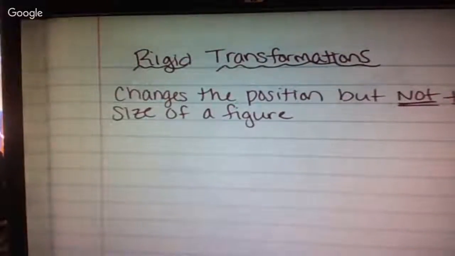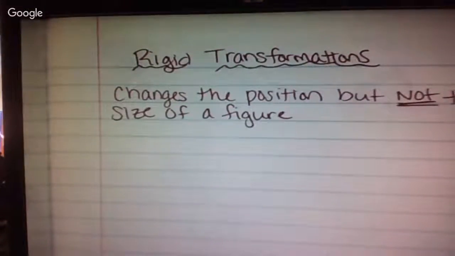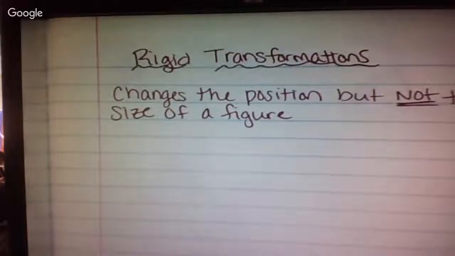All right, so we're going to start with the rigid transformations today and just talk basics about rigid transformations. Tomorrow we'll get into the nitty-gritty about rotations and then reflections. We've got 3 types of rigid transformations. What these do is they change the position, so where your shape is, but it does not change the size of your shape.